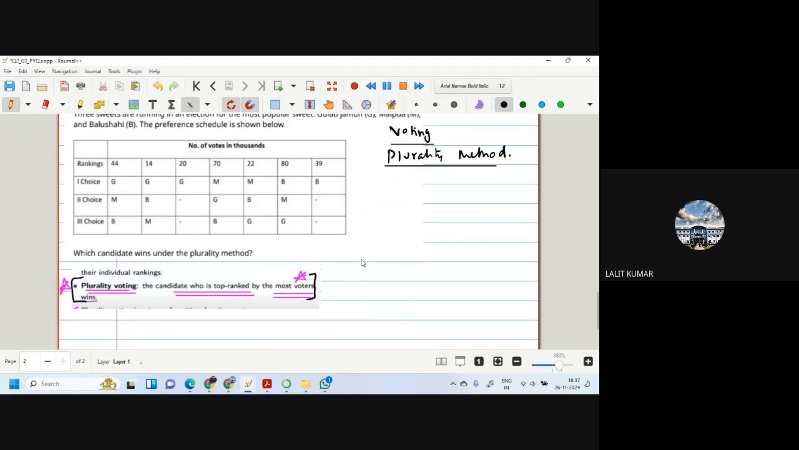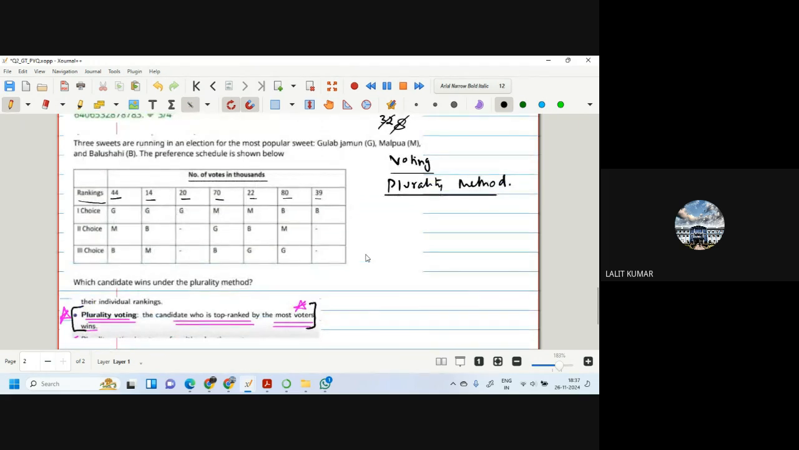So see, number of votes in thousands, rankings. What is this ranking? Anybody knows? Like first choice, second choice, third choice. There are three sweets running an election for the most popular sweet: Gulab Jamun, Malpua, and Balushahi. Maybe that is the number of people who want that order.